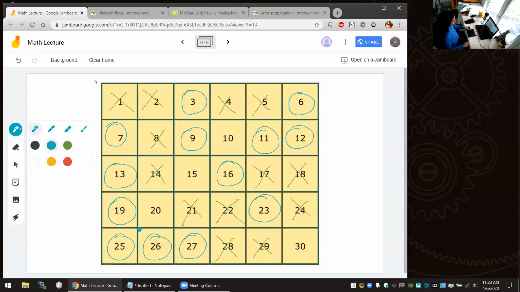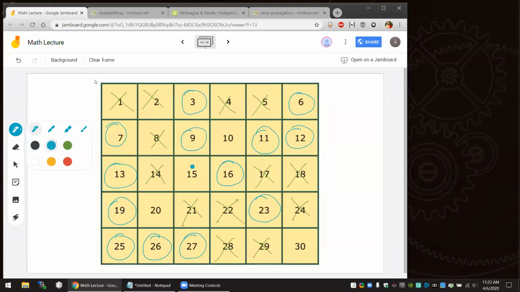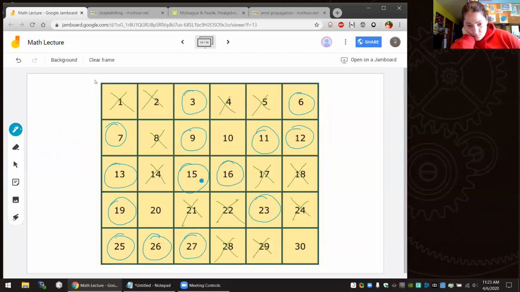Okay, blue, you start. 15. Okay, no replies. Green, you start.